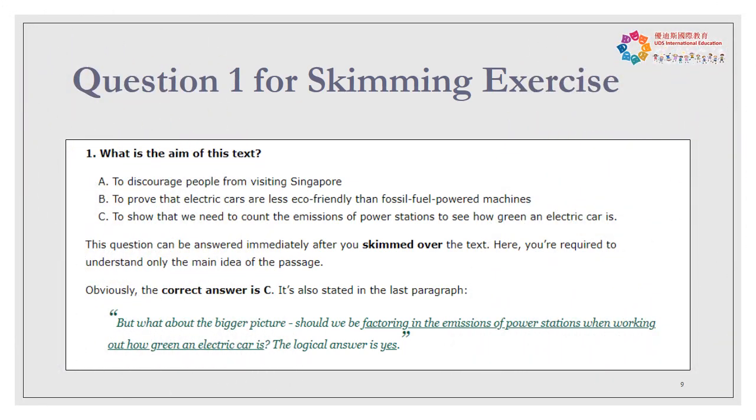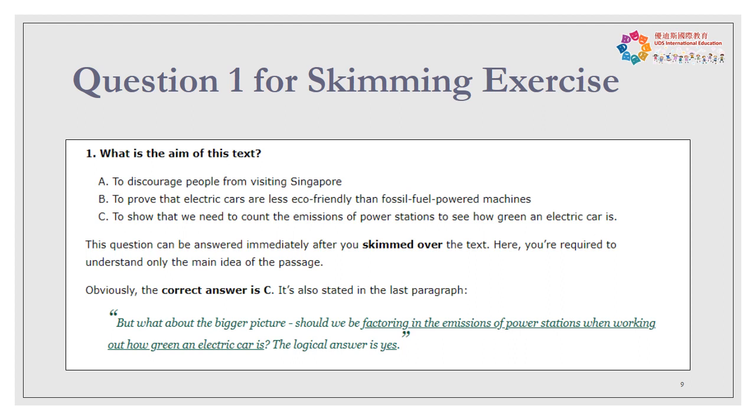You can read it in more detail, but the idea is, okay, what is the aim of this test? To discourage people from visiting Singapore, to prove that electric cars are less eco-friendly than fossil fuel powered machines, to show that we need to count the emissions of power stations to see how green an electric car is. Okay, we need to skim over the text. Remember the first paragraph, the last paragraph, and the first sentence of each paragraph. Okay, so you can easily get the answer.